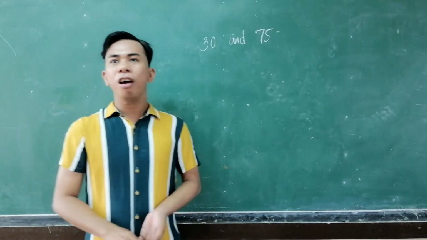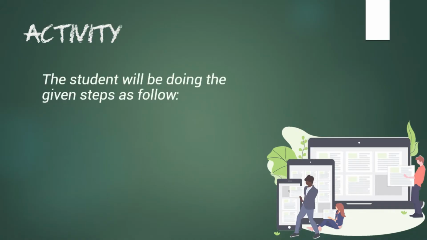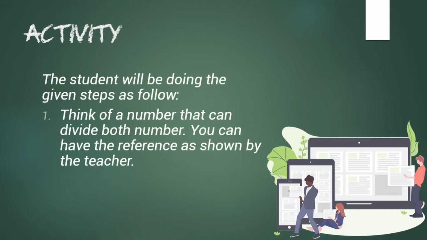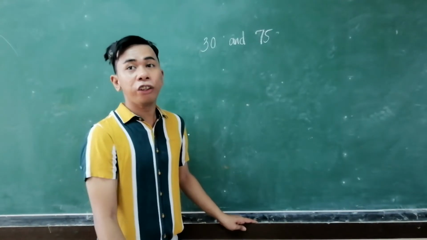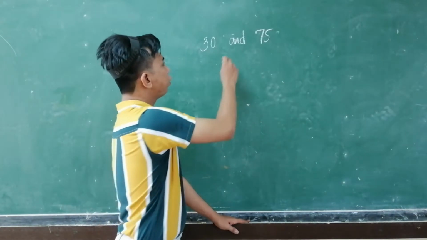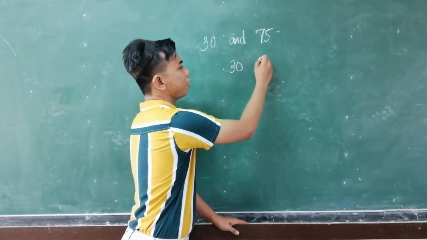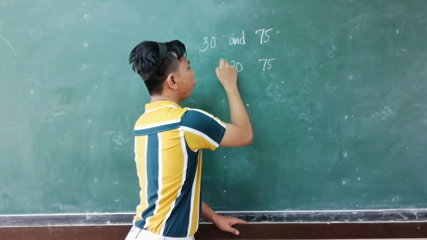So we have the first step. Step 1. Think of a number that can divide both numbers. You can use my board as a reference in solving. Since I have here 30 and 75, you write it like this, 30 and 75.